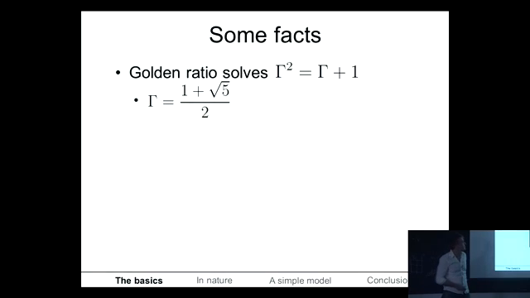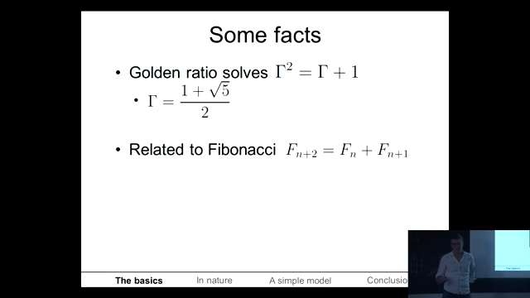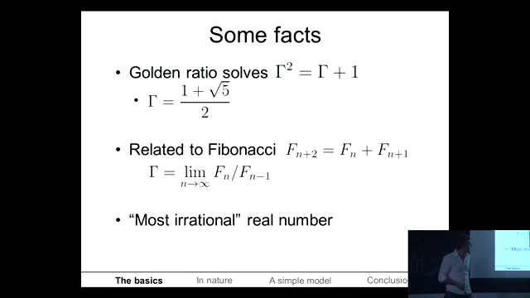So the golden ratio, which I'm calling gamma, is defined by this equation here. Namely, it's the positive solution. It's very intimately related to the Fibonacci numbers in that it's the limit of the ratio of consecutive Fibonacci numbers. These are like 1, 1, 2, 3, 5, 8, etc. You probably are familiar with those. Also, the golden ratio is the most irrational real number in that it's worst approximated by rational numbers.